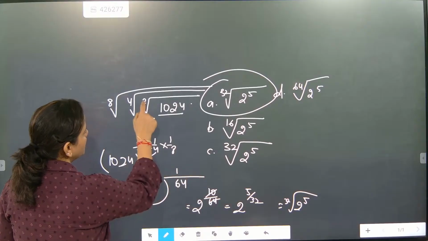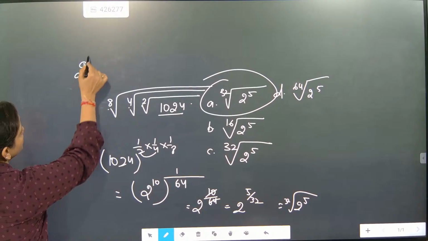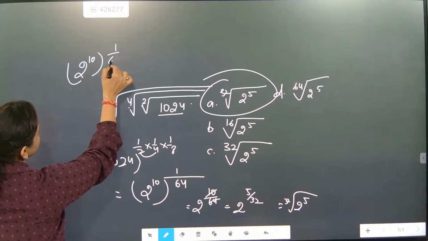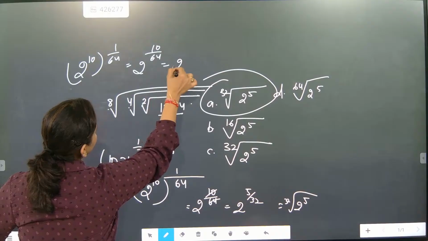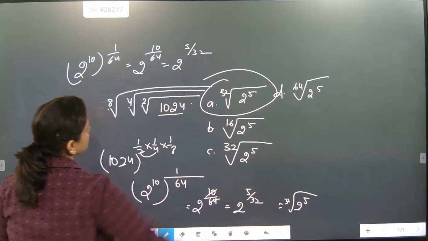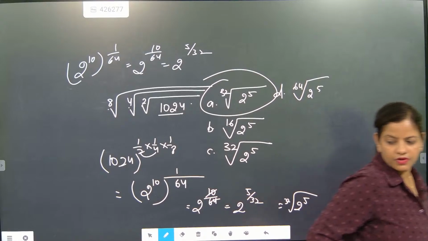This is the technique. 2, 4, 8. It will directly become, in shortcut, 2 to the power 10 by 1 by 64. So it will become 2 to the power 10 by 64. It will become 2 to the power 5 by 32. That's it. Understood. 2 to the power 5 by 32. It will come directly.